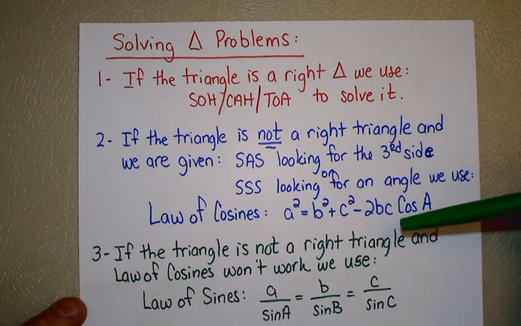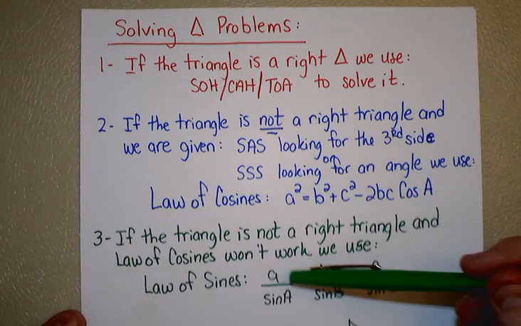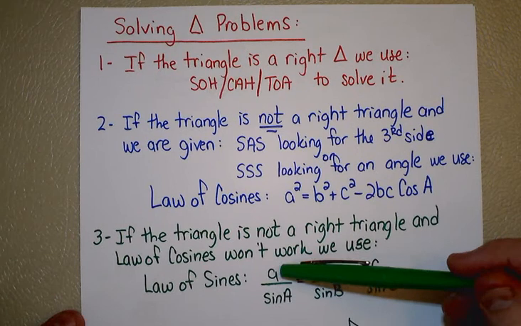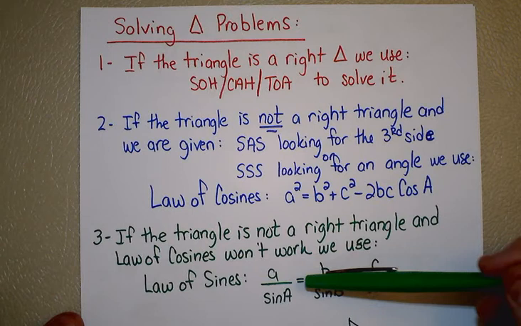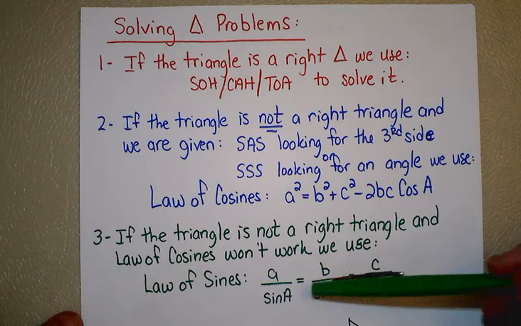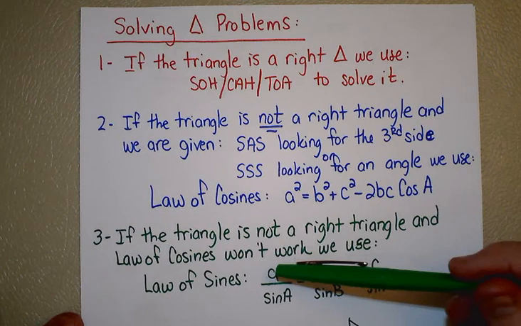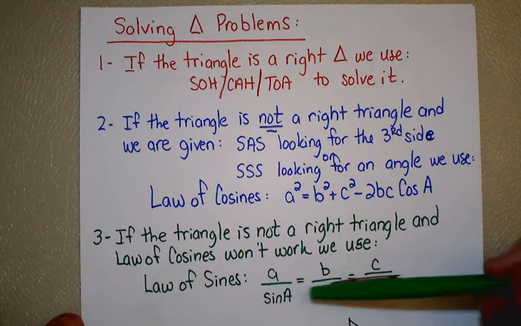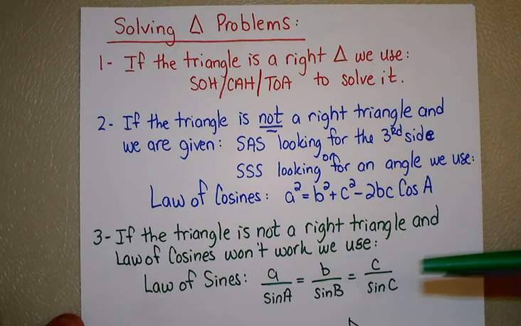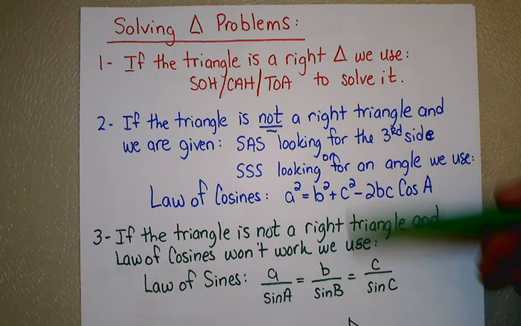Okay? Now let's say the triangle is not a right triangle and the law of cosines won't work, now we use law of sines. And the law of sines is you take any side and you put it over the sine of the angle opposite. So a over sine A is equal to b over sine B, which is equal to c over sine C. You're going to set up a proportion, so you're going to use any two of these three. It's a unique property about triangles that the sine of the side and the sine of the angle forms a ratio that's equal throughout the triangle. Okay? So those are the three steps you're going to have to go through to determine what you're going to have to use. And you'll see those steps being shown in the next set of problems.